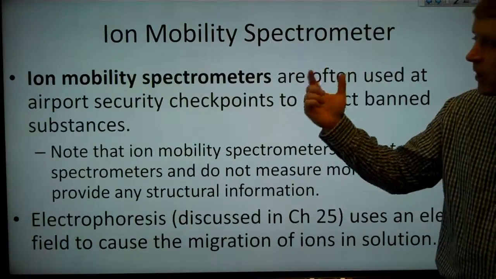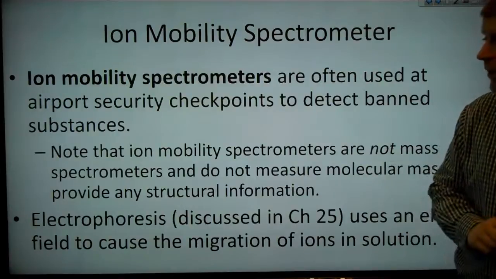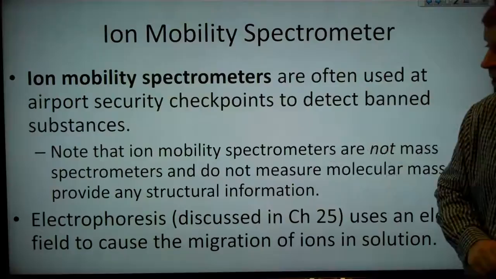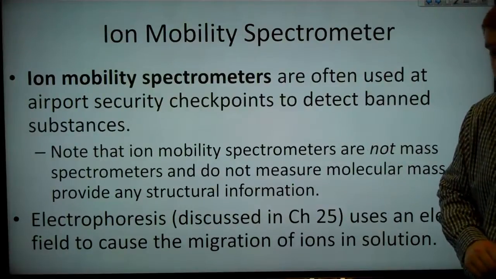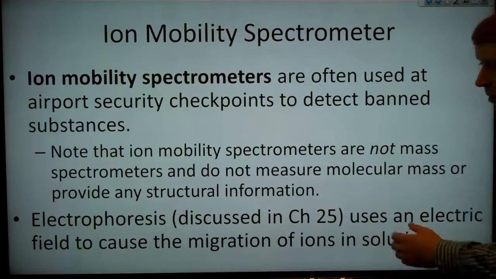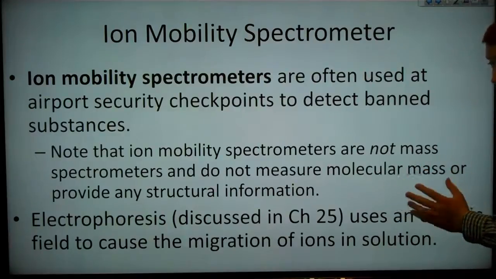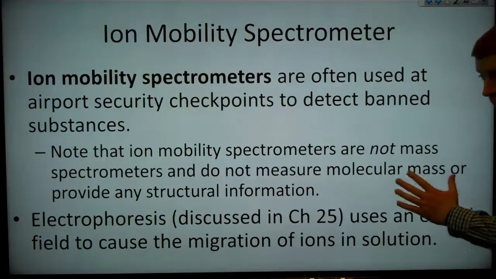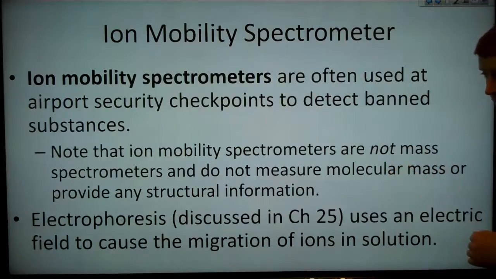Another technique is called ion mobility spectrometry, and ion mobility spectrometers are often used at airport security checkpoints to detect banned substances. Now note here that ion mobility spectrometers are not mass spectrometers, and they do not measure molecular mass or provide any structural information to us.